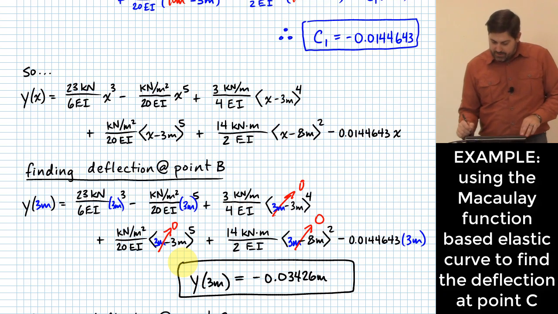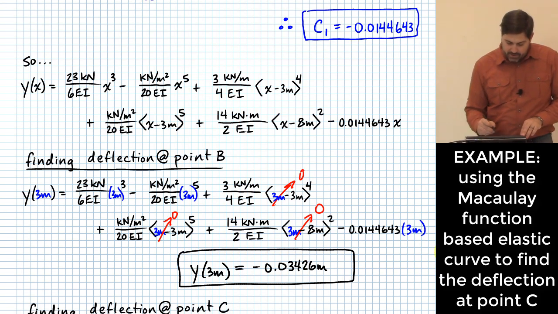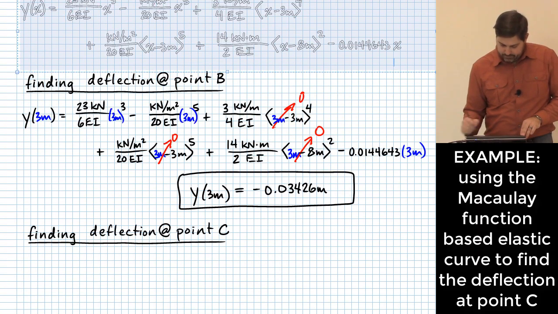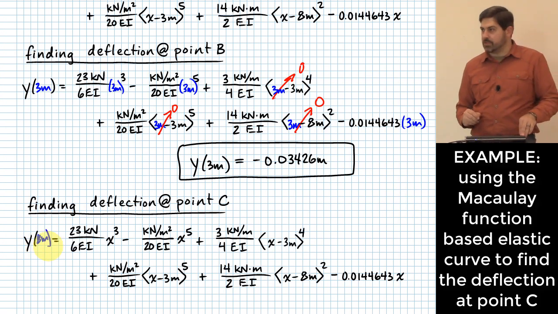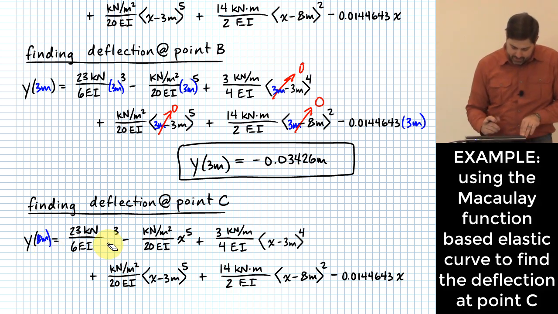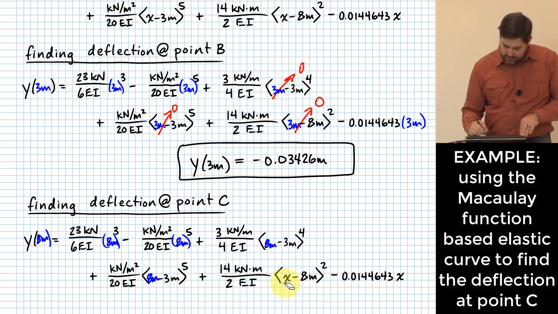Now let me show you that this may change if we move to another point. It said also evaluate this at point C. So let me do the same type of thing again. We'll take this expression. This time we'll plug in 8 meters, because 8 meters is where point C is located. So everywhere I've got an x, we plug in 8 meters. 8 meters, 8 meters, here I've got 8 meters, here I've got 8 meters, and here I have 8 meters.